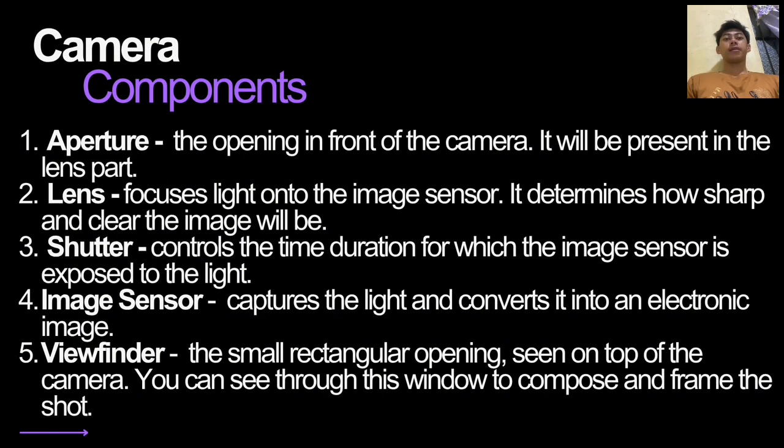An image sensor is quantified based on its size and number of megapixels. So next is the viewfinder. This viewfinder is a small rectangular opening which we see on the top of the camera. You can see through this window to compose and frame the shot. Digital cameras either have an optical viewfinder or an electronic viewfinder. The viewfinder also shows parameters like exposure, shutter speed, aperture, and ISO, and a few other basic settings for image capture. So once again, the viewfinder is the small rectangular opening which we see on the top of the camera.